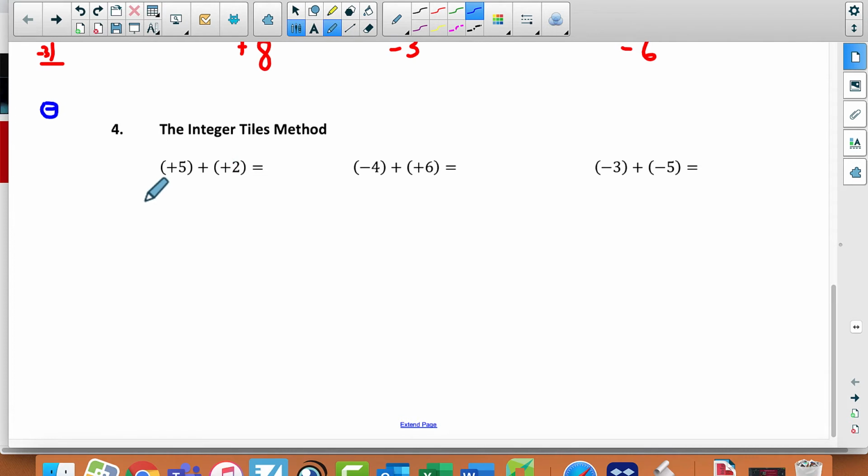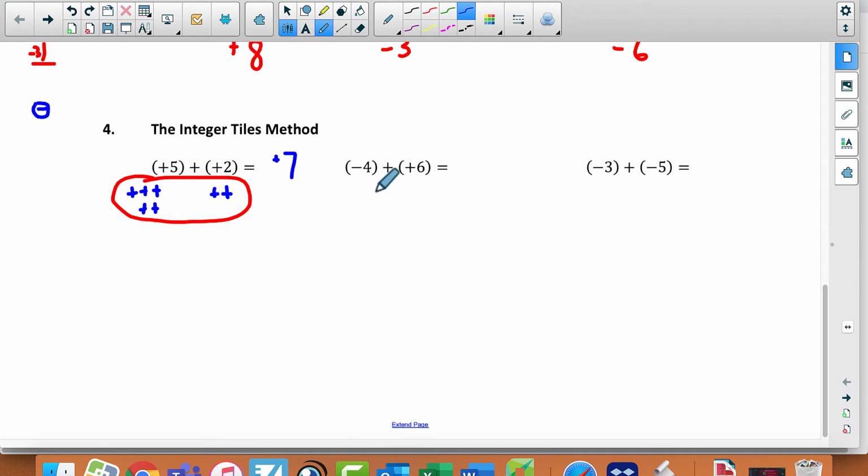If it's positive 5, that means I have 1, 2, 3, 4, 5. There's positive 5. And I also have positive 2. 1, 2. So if I add those together, if I put the positive 5 and the positive 2 together, what do I have? I have 1, 2, 3, 4, 5, 6. I have 7 positives. So my answer is positive 7, or just 7.